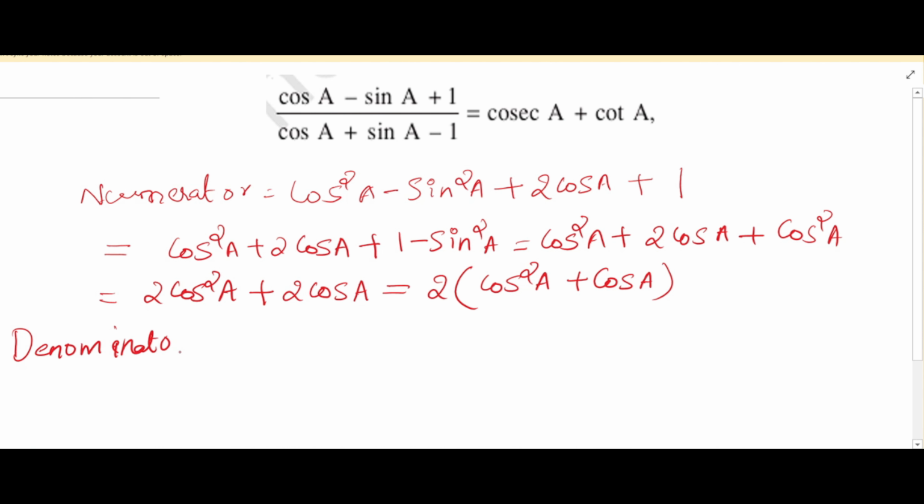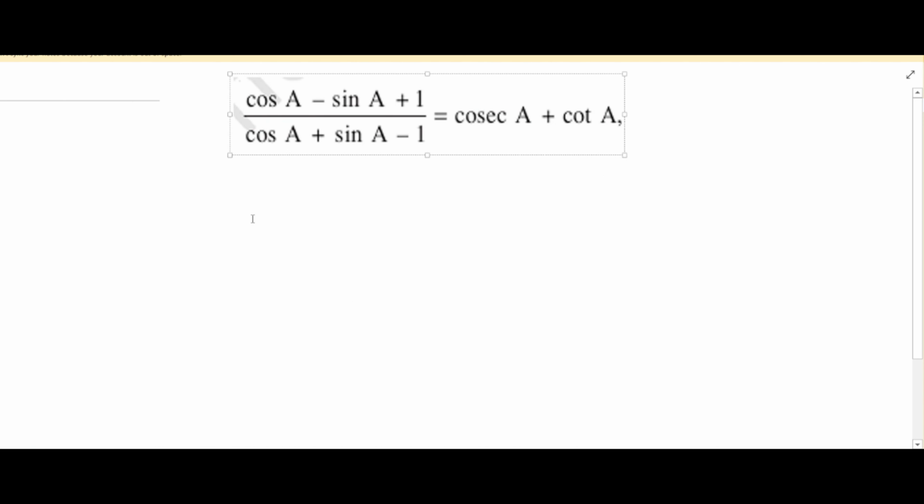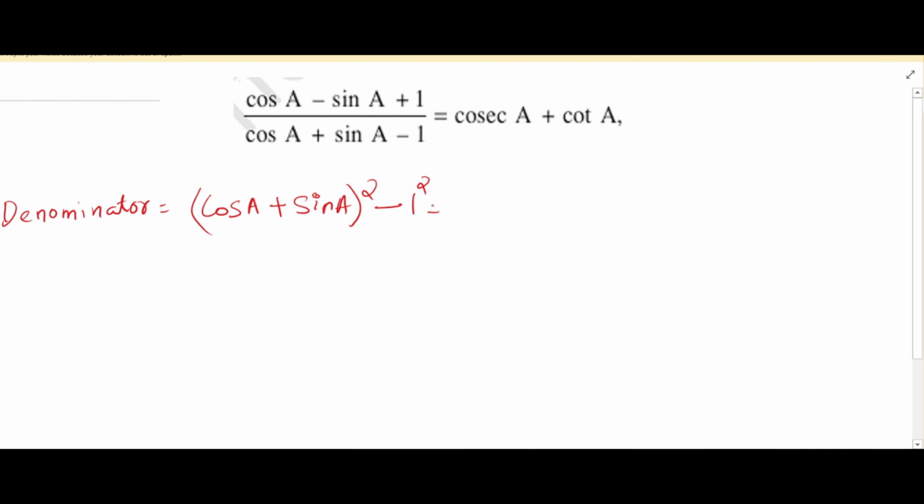Next, we are going to simplify the denominator. Denominator is equal to (cos A plus sin A minus 1) into (cos A plus sin A plus 1). It is in the form of (a minus b) into (a plus b), so it becomes a square minus b square. That is cos A plus sin A the whole square minus 1 square.